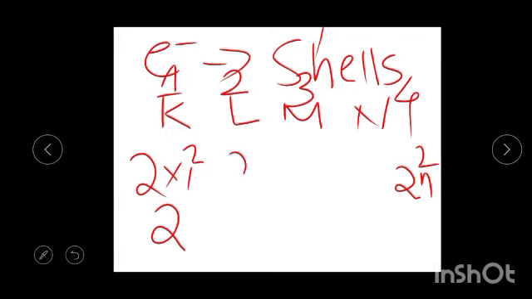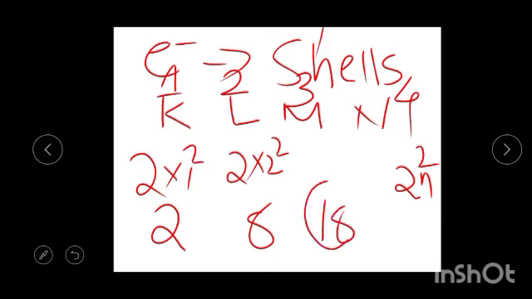L shell is 2 into 2 square. 2 square is 4, into 2, 8. M shell similarly 18, but it will accommodate only 8 electrons in order to decrease the repulsion between the electrons. N shell also 8. Similarly it will go on.